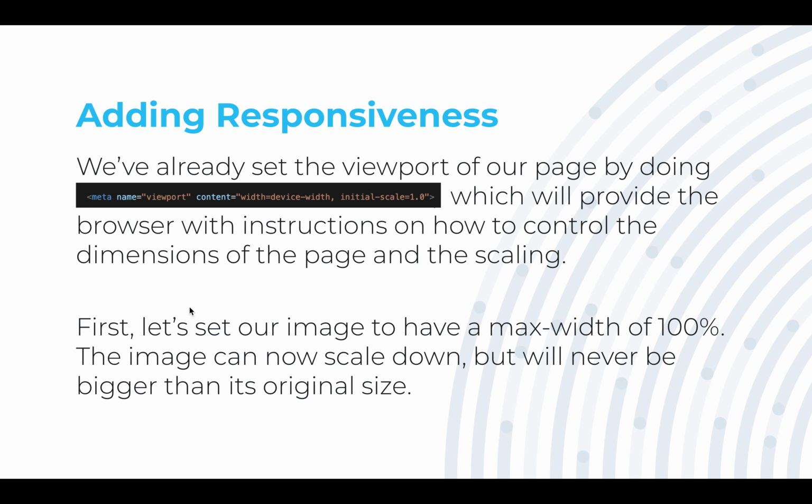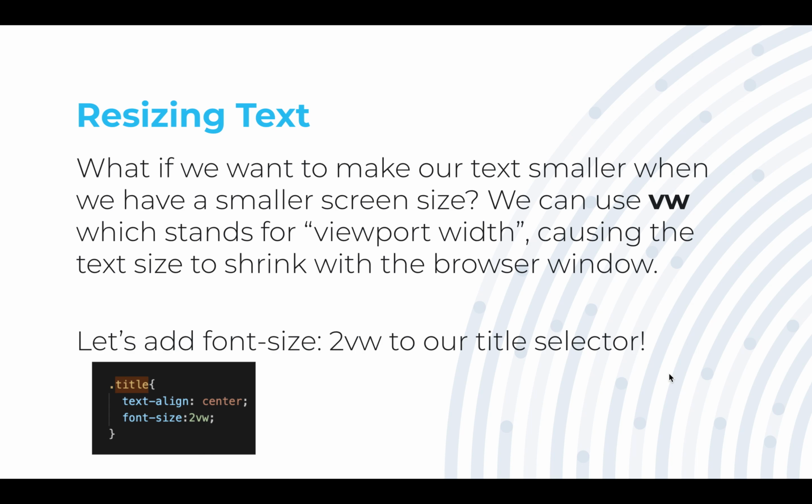First, we should set our image to have a max width of 100%. What that will do is, when the browser gets smaller and smaller, since this is set to max width of 100%, the image gets smaller with the browser instead of maintaining its same size. The image can now scale down, but it'll never be bigger than its original size. That's what we want.